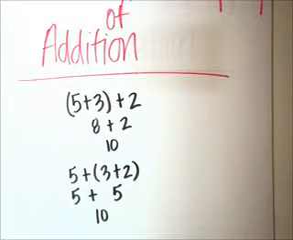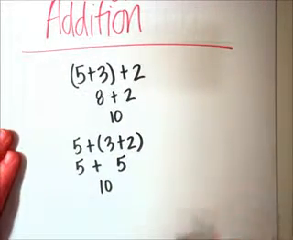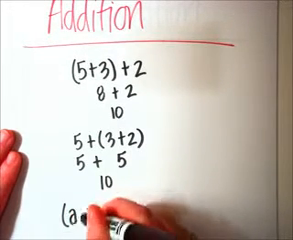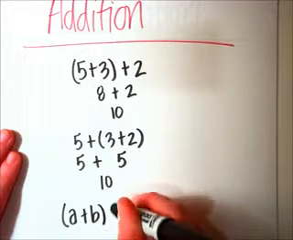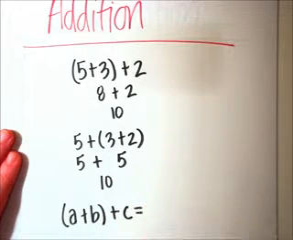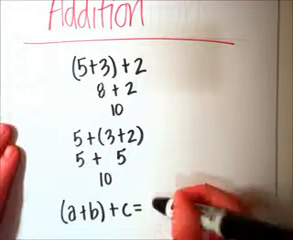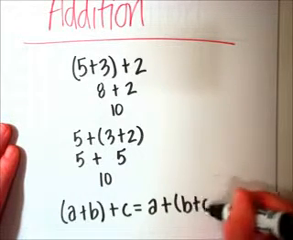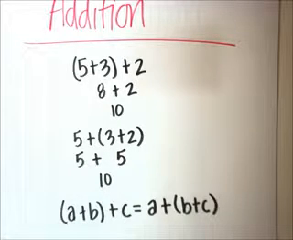So associative property of addition, if we want to represent it algebraically, we can say (A + B) + C is going to give us the same solution as A + (B + C), where A, B, and C represent three different numbers.